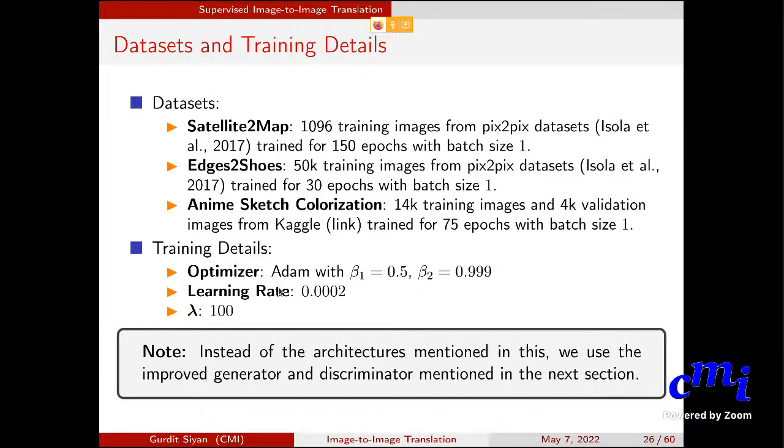For the optimizer, we use Adam with these hyperparameters. These are all the same hyperparameters they used in the paper. Also, for the generator and discriminator I mentioned previously, I actually used a somewhat modified version of them, which we will see in a later section.